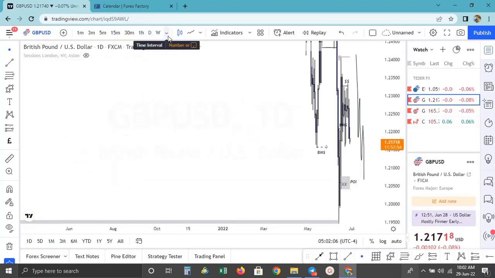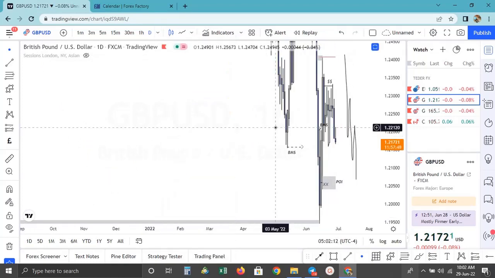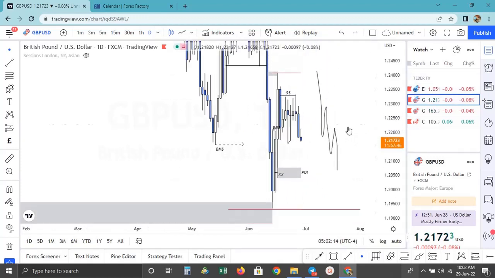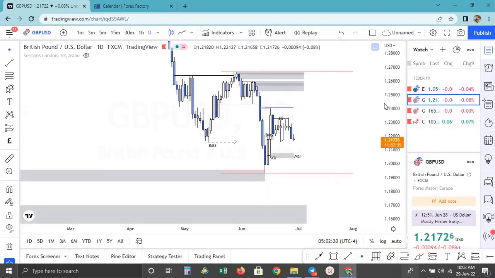So if you have been with me for a while, you know that I love starting my analysis right from the daily time frame, where I look at the general buyers of the market, and go down to the lower time frame to plan my trade.